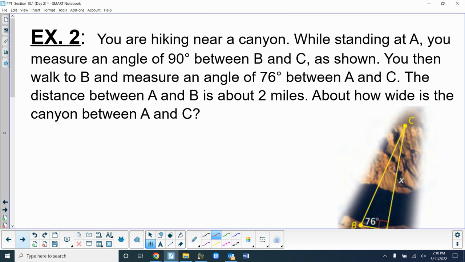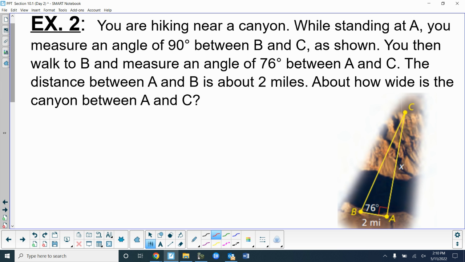All right, here's a word problem that you'll have. We have a few of these. It says you're hiking Narrow Canyon while standing at A. You measure an angle of 90 degrees. So the picture there, they have a right angle down there at A, between B and C. And then B and C there.